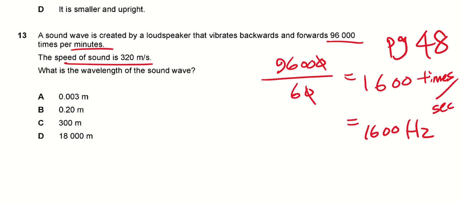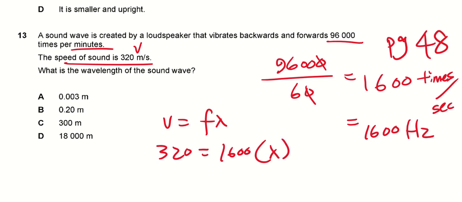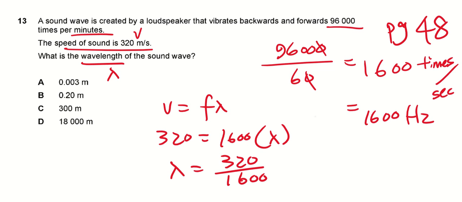And because the speed of sound is 320 meters per second, this is my V. So the formula to use is V equals F lambda, 320 equals 1600 lambda. Then they are asking us to find wavelength, which is lambda. So lambda will then be 320 divided by 1600. So I guess the answer will be B, right?